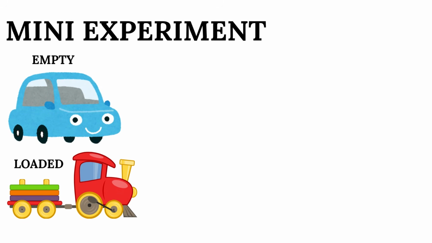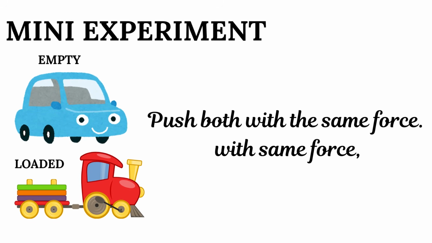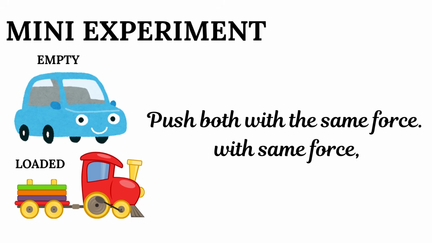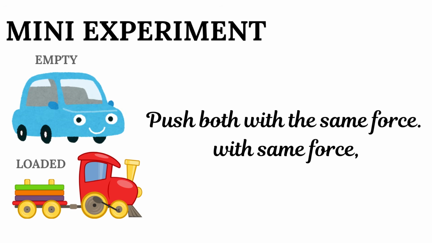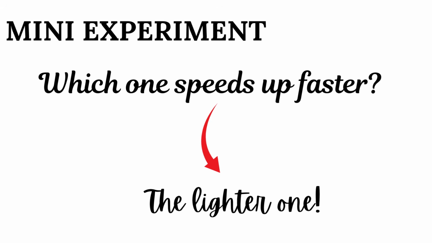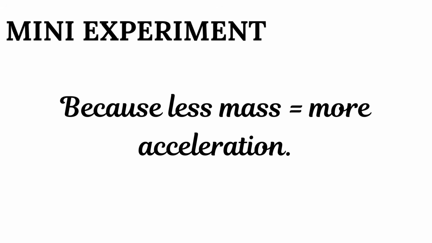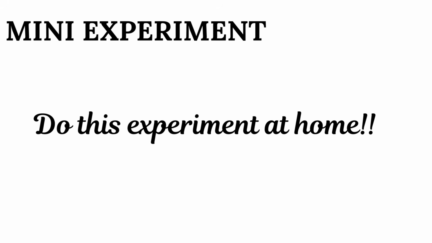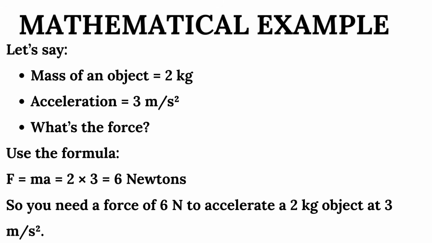Let's understand it with an experiment. Imagine you have two toy cars, one empty, one loaded with weights. Push both with the same force. Which one speeds up faster? The lighter one, obviously, because with the same force, less mass means more acceleration. This simple demo helps us see the law in action. You can do this experiment at home. Take two toy cars, one empty, and on the other put some heavy weights.